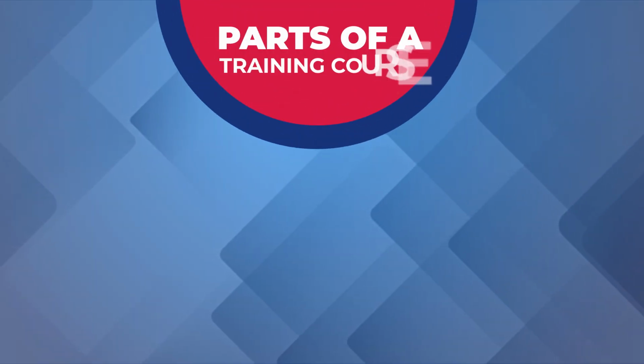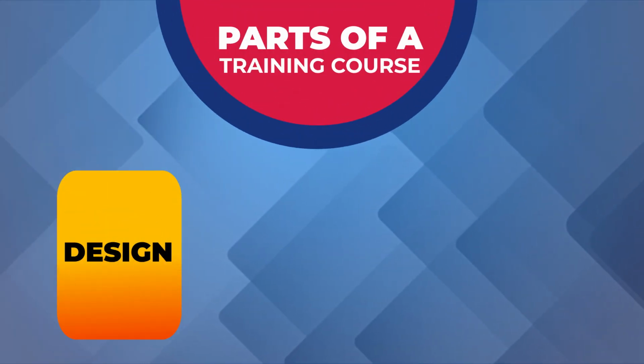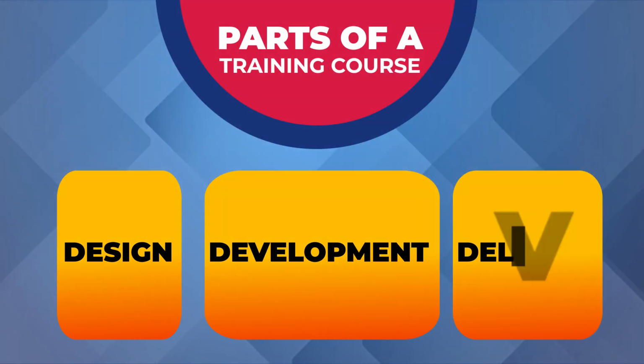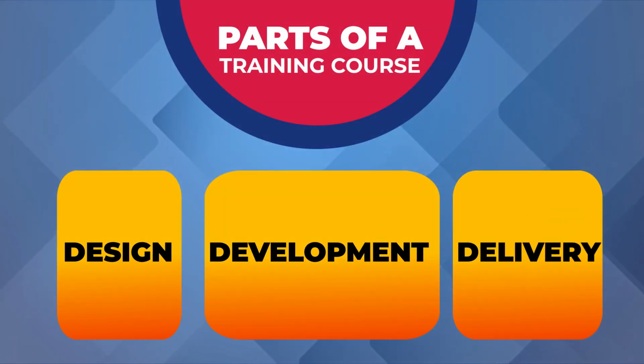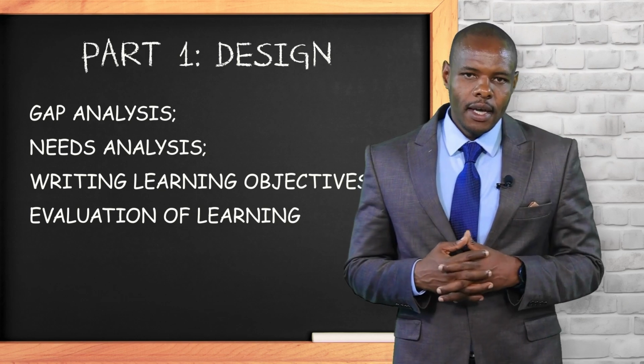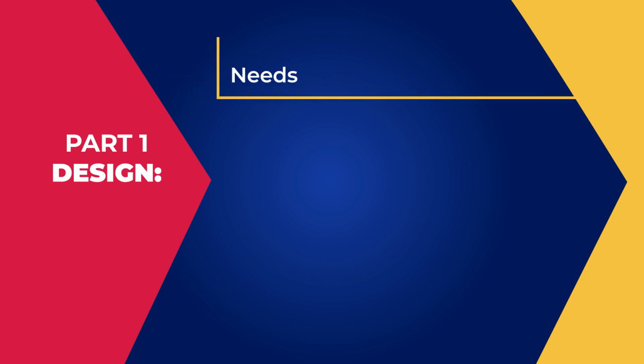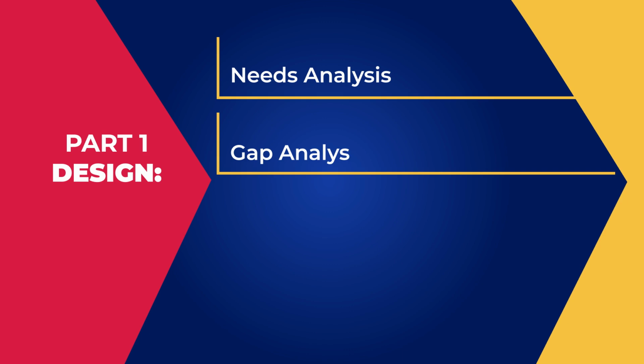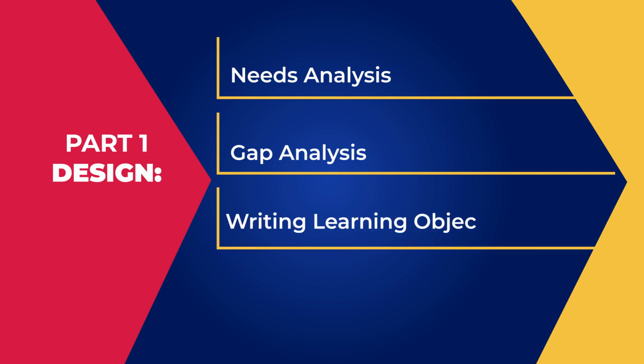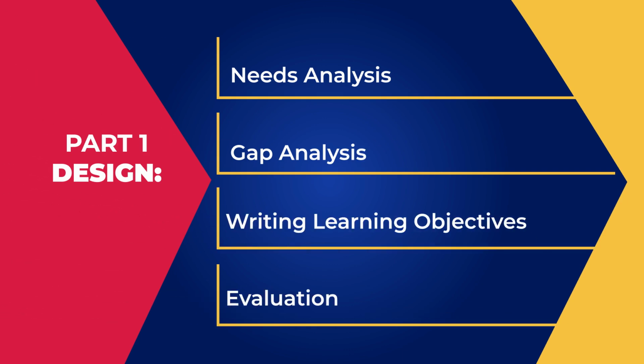Each course is divided generally into three parts. Part one, we talk of the design. And when we are looking at the design, the developer of this course tries to do three major things. One of them being to identify the needs for the learning, the objectives of the learning, and of course, most importantly, how they will measure the success of the learnings.